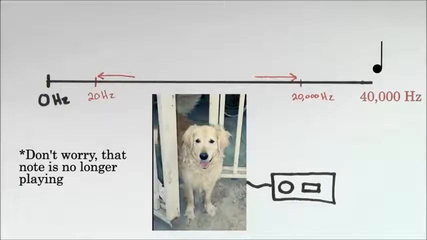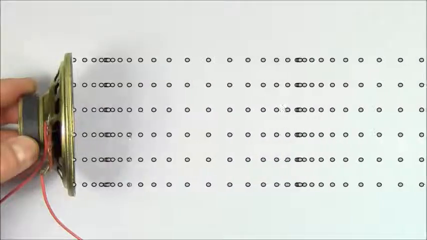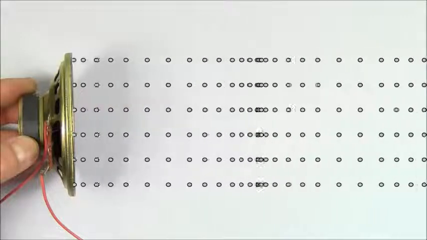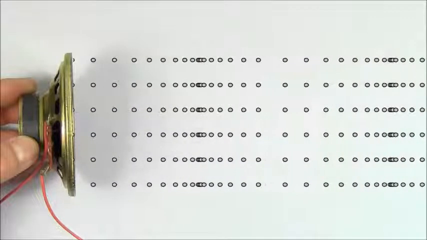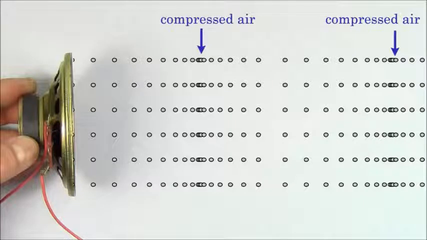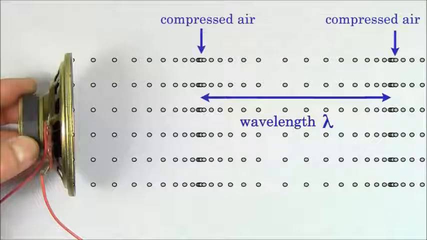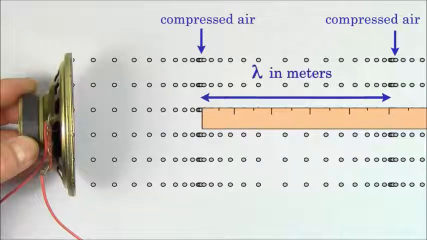Another key idea in sound waves is the wavelength of the sound wave. The idea of a wavelength is that when this sound is traveling through a region of air, the air molecules will be compressed close together in some regions and spread far apart from each other in other regions. If you find the distance between two compressed regions, that would be the wavelength of that sound wave. Since the wavelength is a distance, we measure it in meters.